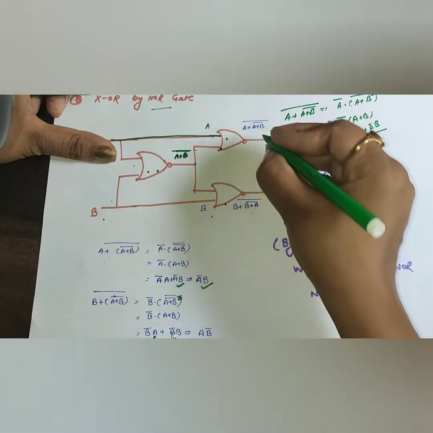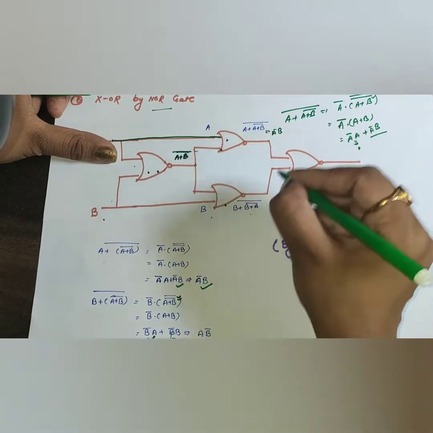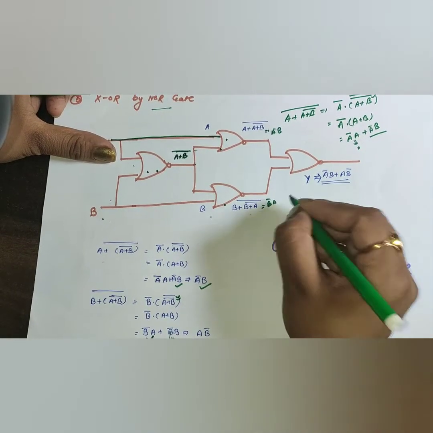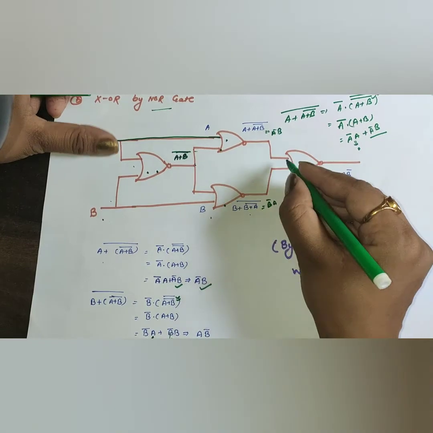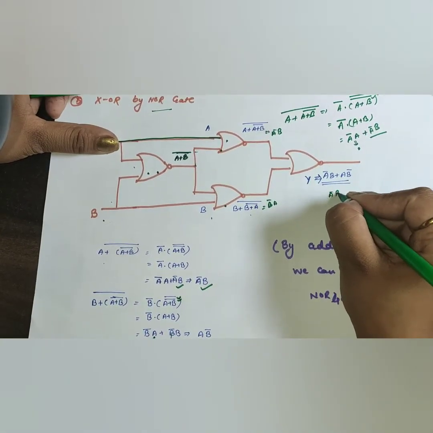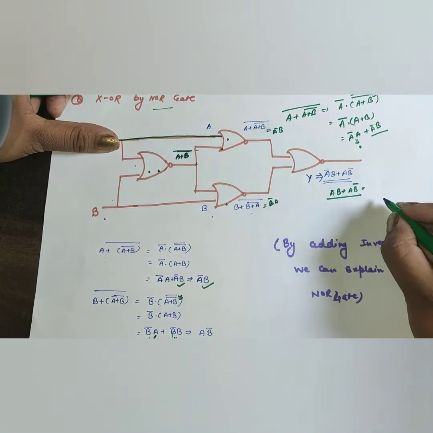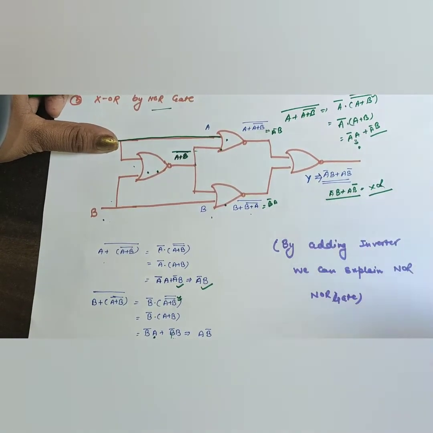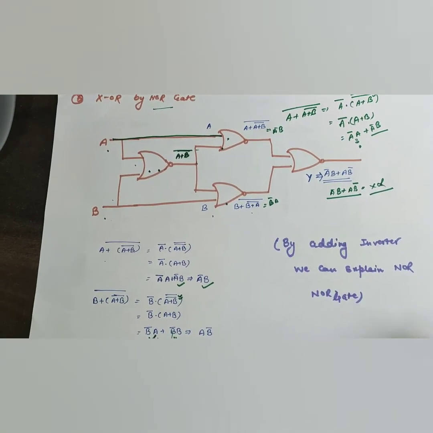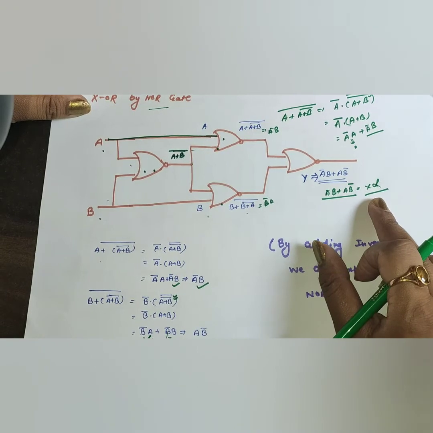So we have A bar B and B bar A, and these are given to the NOR gate. So the output will be A bar B plus A B bar. So this is the equation of the XOR gate.